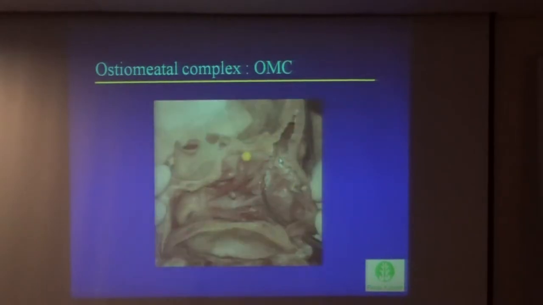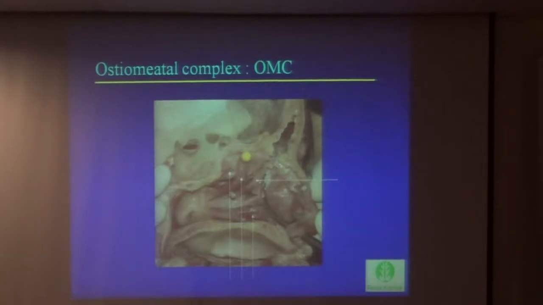Anatomy. This is a cadaver dissection in Cairo University. What we did here: this is the bigger inferior turbinate, and this is the middle turbinate. For the middle turbinate, we just inverted it to expose the ostiomeatal complex. And then we have the tiny superior turbinate.